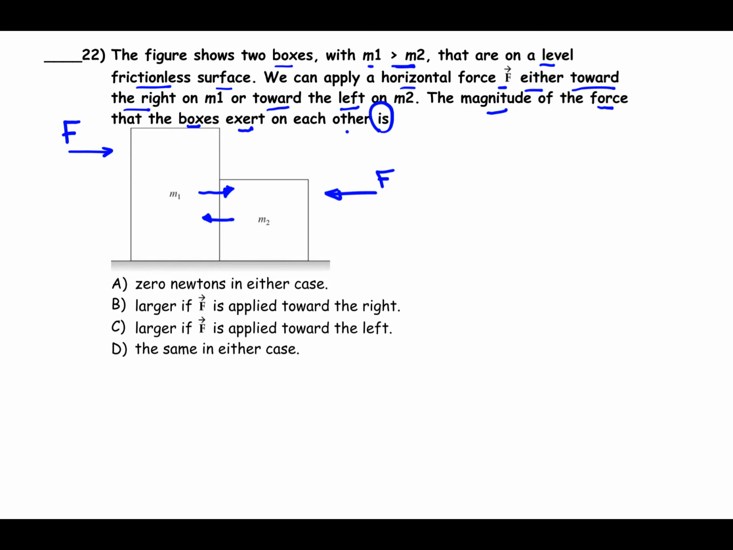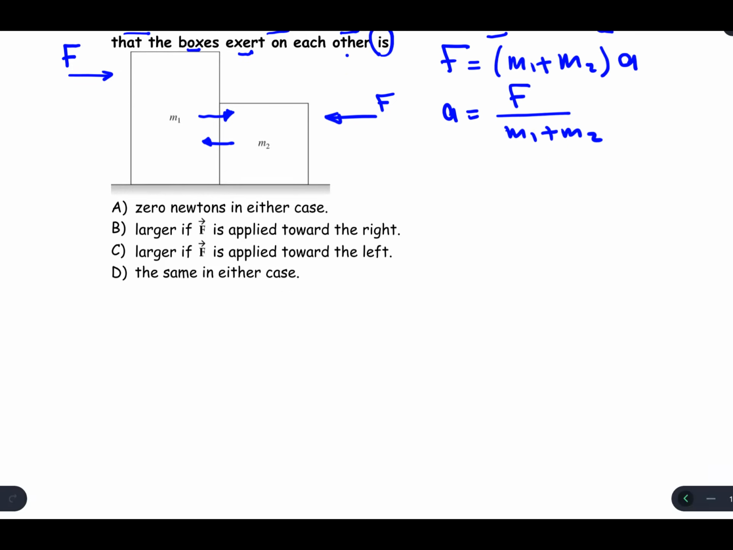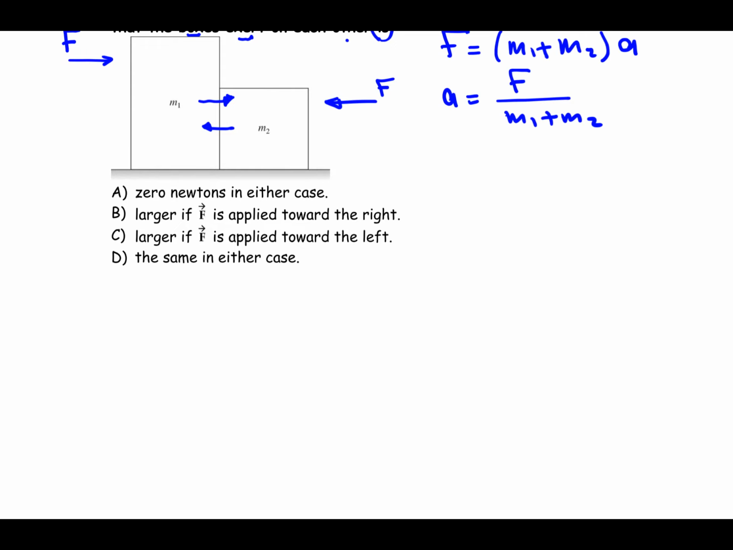Let's analyze that. At the beginning, if you exert a force F from left or right, F equals the mass of the two boxes, M1 plus M2, times acceleration. So the acceleration is always F over M1 plus M2. Let's try something.